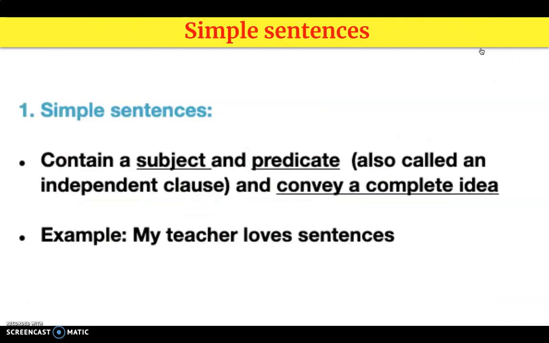Let's refresh what we talked about yesterday. Simple sentences, right? They contain a subject and a predicate. Simple sentences can also just be called independent clauses, right? They can stand on their own two feet. Again, think of this as one functioning adult that lives by himself. That is the sentence, a simple sentence.